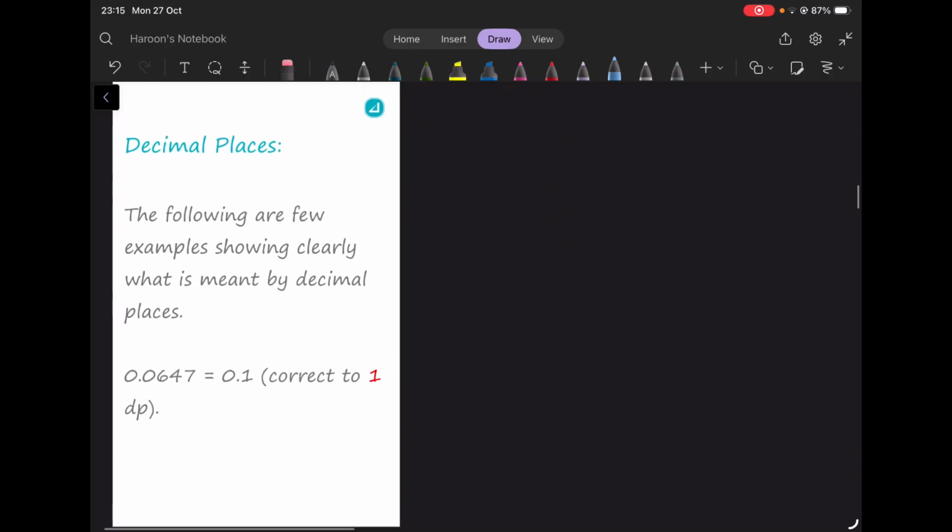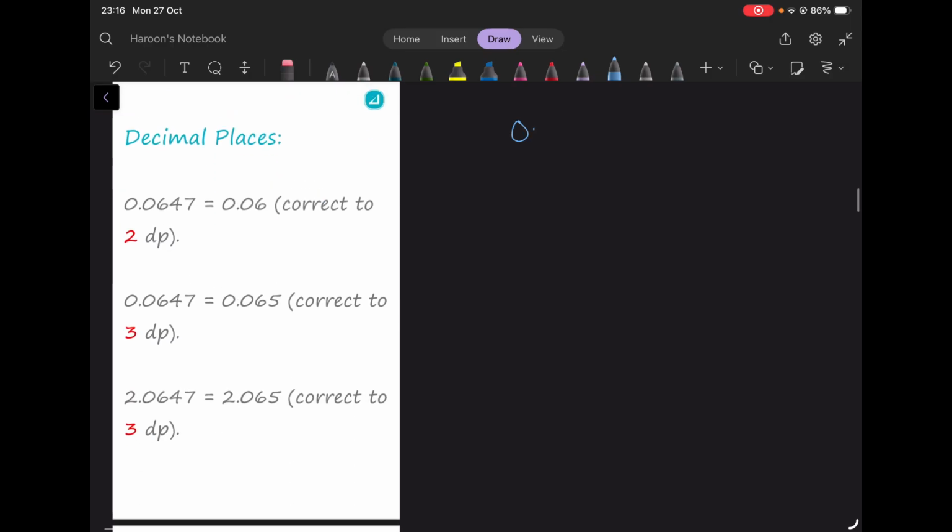Now decimal places are similar to significant figures. Let's say we have 0.0647 and the examiner tells you to write this correct to one decimal place. Now my first decimal place would always be after the decimal. This is one decimal place. Now because this is one decimal place, I'll have a look at the next decimal place, which is the second one. This is 6. Because this is 5 or greater than 5, I add 1 to the previous digit. So this becomes 0.1. We leave it off here because we need to write it correct to one decimal place.